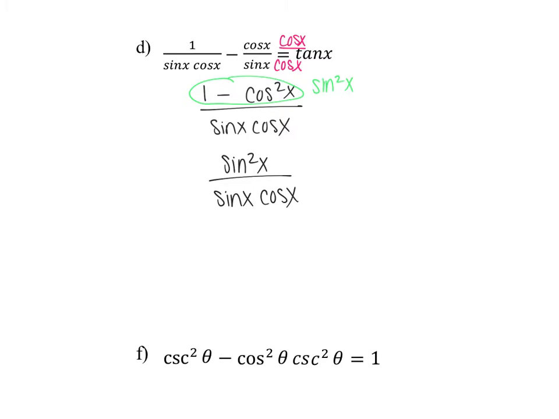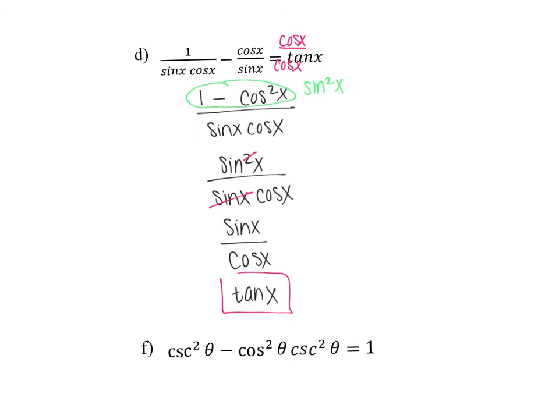So that allows me to cancel out the sine that's in the bottom with one of the sines on top. So I'm left with 1 sine on the top and 1 cosine on the bottom. So sine over cosine is just tangent. And so finally, the left-hand side is actually equal to the right-hand side.